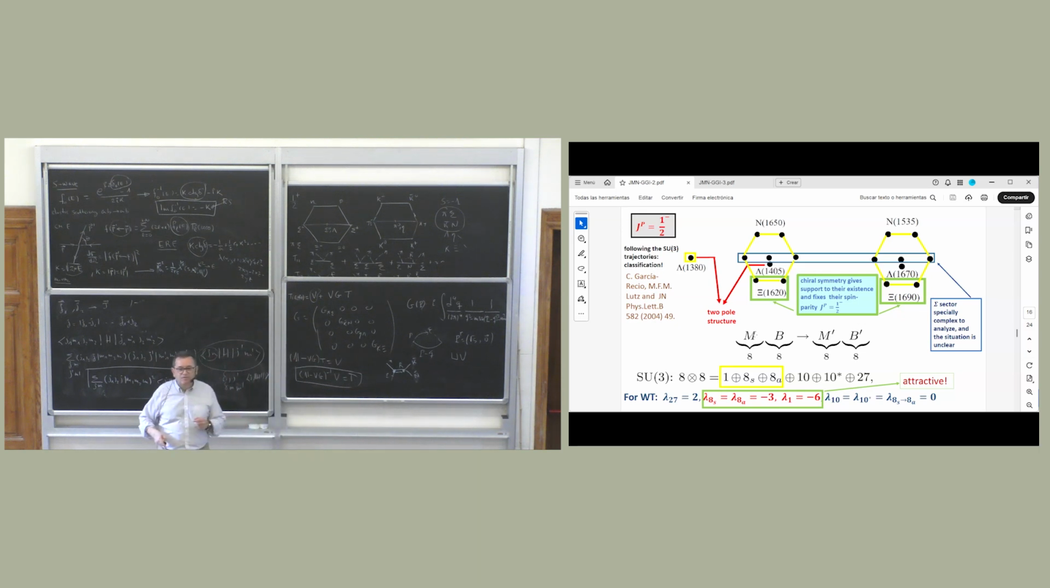8 times 8 is 64, and 1 plus 8 is 9, plus 8 is 17, plus 10 is 27, plus 10 is 37, plus 27 is 64. Okay, in the same manner that when you have spin 1/2 and spin 1/2, you have spin 0 and spin 1. So it's 2 by 2 is 4, and spin 0 and spin 1 is 1 plus 3 is 4, right? So then, if you say that your Hamiltonian is invariant under SU3 rotation, you could do a similar thing.